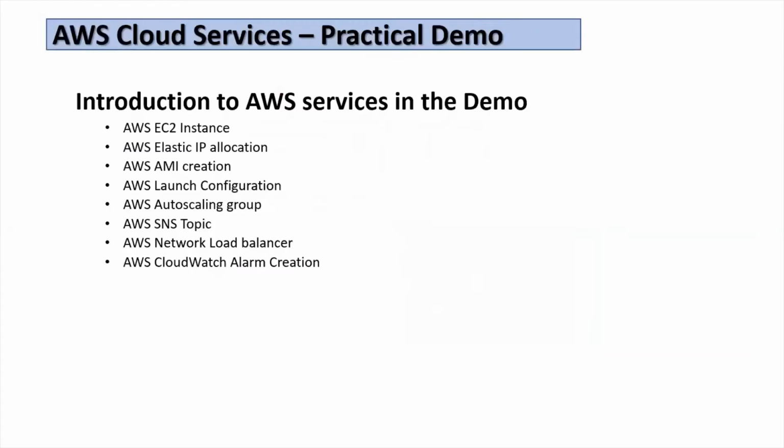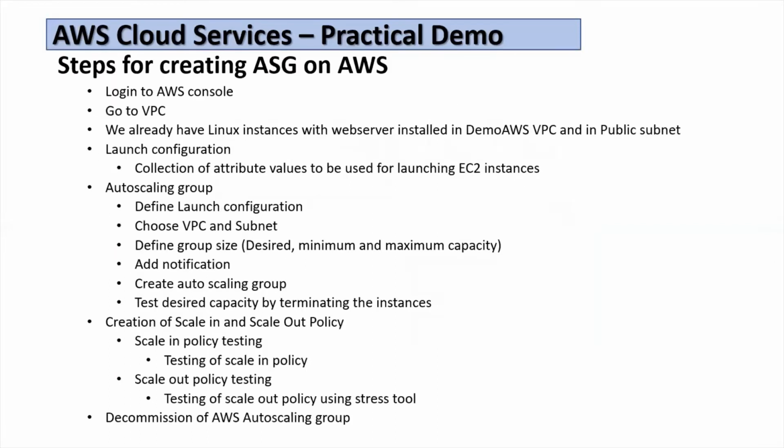Before moving into this AWS demo, I'll introduce these services: AWS EC2 instance, Elastic IP allocation, AMI creation, launch configuration, auto scaling group, SNS topic, network load balancer, and also we will configure a CloudWatch alarm to kick in the policies. So these are the steps for creating ASG.